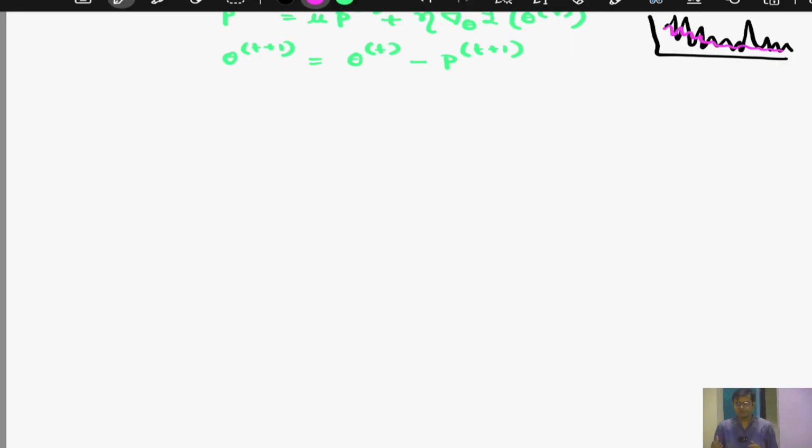Yes. Near the optima, it can overshoot in both directions because it is aggressively doing it. So although it will go very smoothly towards the optima, near the optima, it might start going here and there, because there is no information about the future, it's only the past.